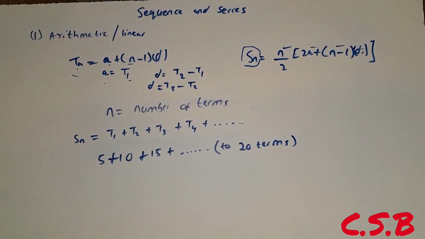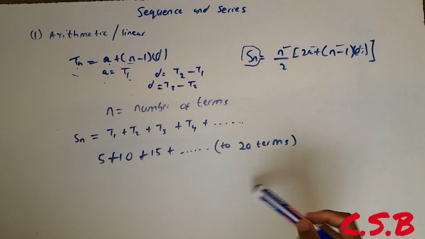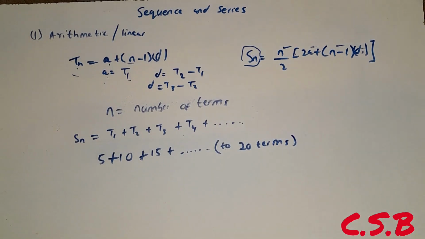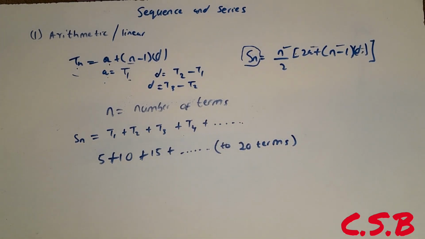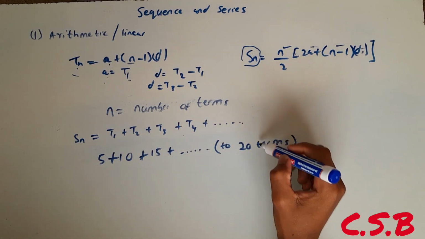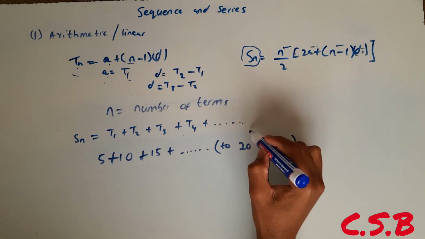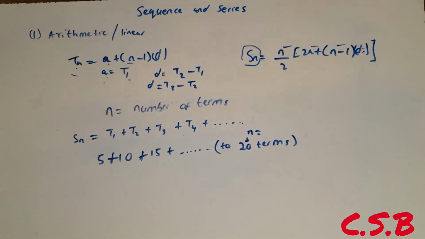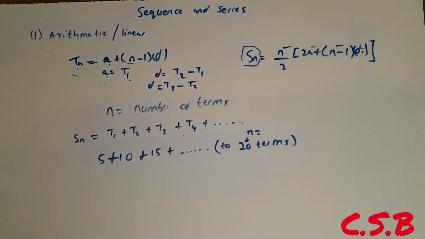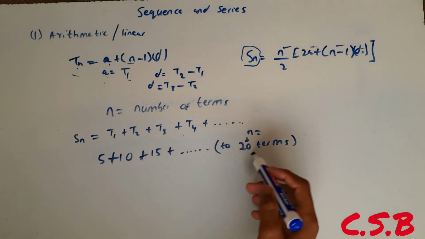There is another example. So we have 5, 10, 15 up until the 20 terms. Now, remember we said what is n? n is the number of terms. So now we are given the number of terms, which is 20, so n equals 20. Now it's simple for us to find the sum of 20 terms.